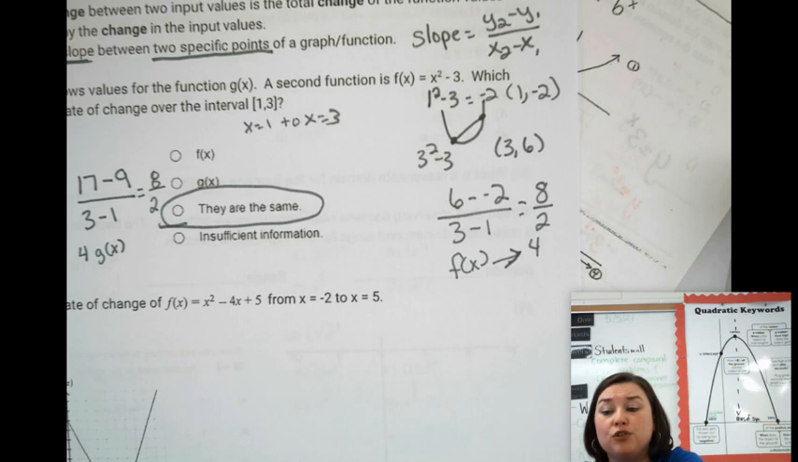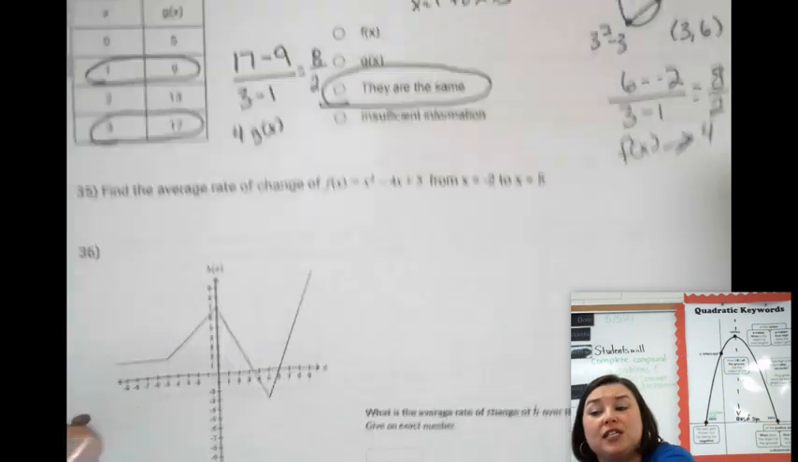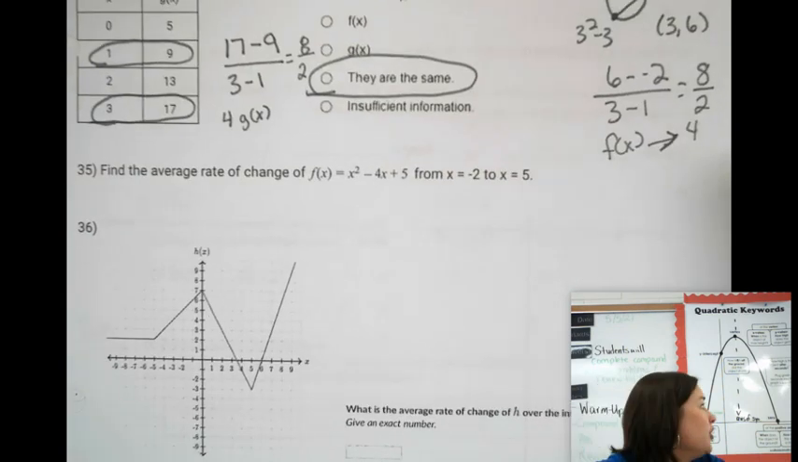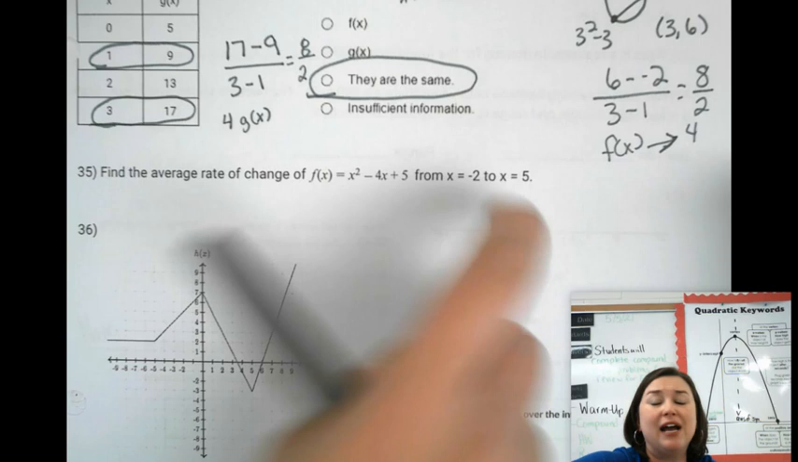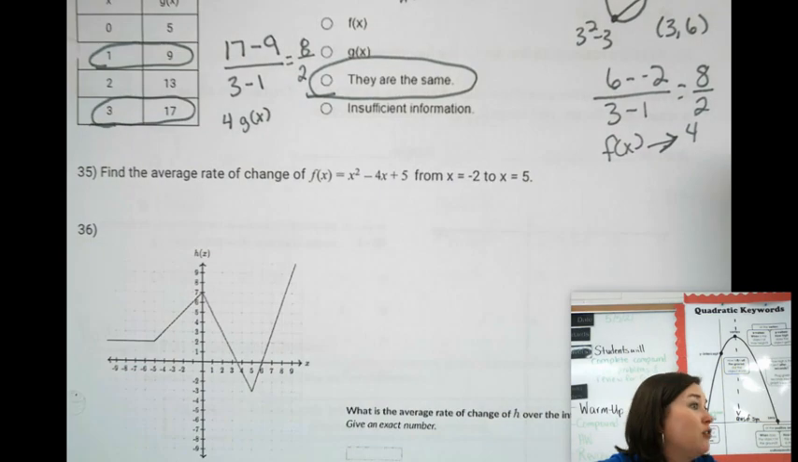So I'm going to talk you through what to do for 35 and 36, and then you're going to try it. 35 says, find the average rate of change for that function from x equals negative 2 to 5. What that means is using Desmos, you're going to put negative 2 in for x, and you're going to put 5 in for x, and you'll have 2 ordered pairs.